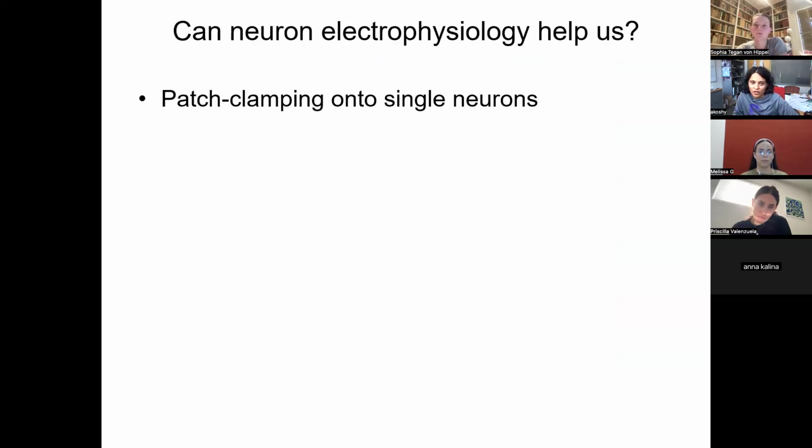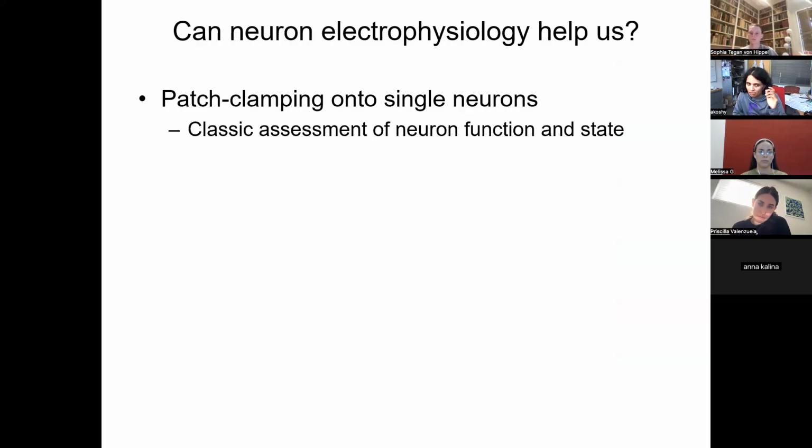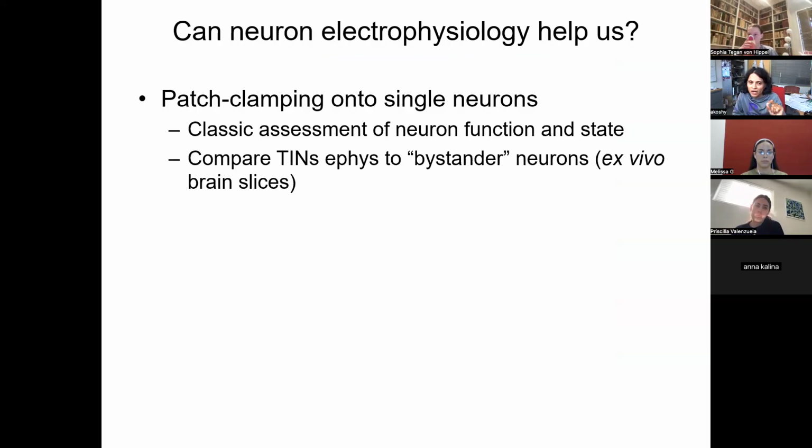And so if we could patch clamp onto single neurons, right? It's a classical assessment of neuron function and state. And we could compare TINs to bystander neurons. So in ex vivo brain slices infected intraperitoneally, could we compare the ones that were near a green neuron but weren't green? Then maybe we could see if they looked similar, right?